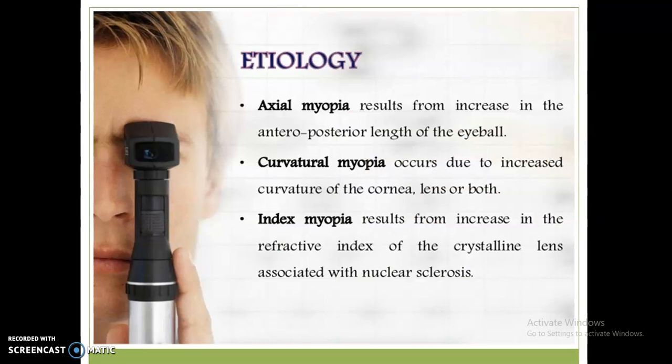Coming to the etiological factors, there are mainly three things: axial myopia, curvature myopia, and index myopia. Axial myopia results from an increase in the anterior posterior length of the eyeball. Curvature myopia occurs due to increased curvature of the cornea, lens, or both. Index myopia results from an increase in the refractive index of the crystalline lens, which is associated with nuclear sclerosis.